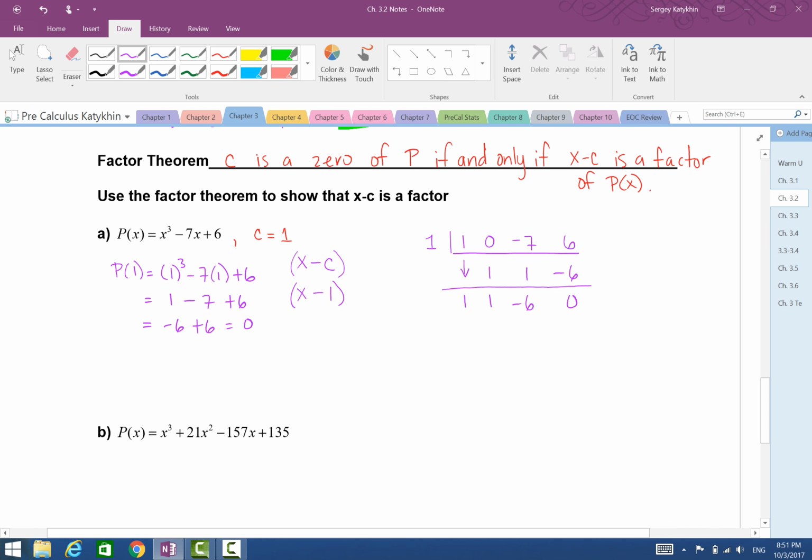So one of my factors is going to be x minus 1. We figured that out when we plugged in 1. The other one, though, is going to be x squared from the first coefficient. The second coefficient is 1 as well, so that'll be plus x. And the last one will be minus 6. Notice we do get a 0 here, so there is no remainder. So my two factors would be x minus 1 and x squared plus x minus 6.